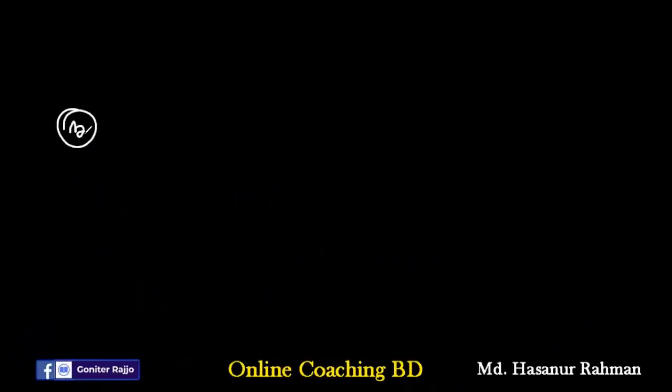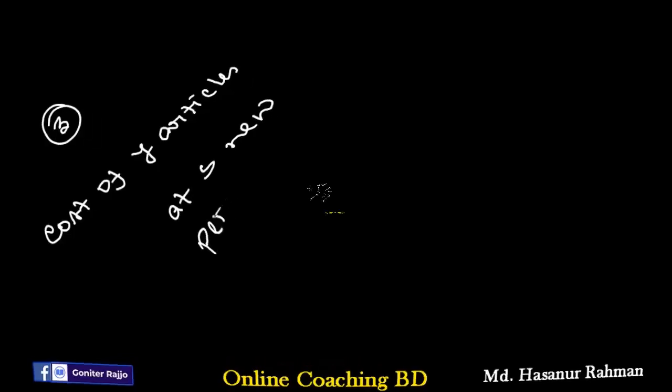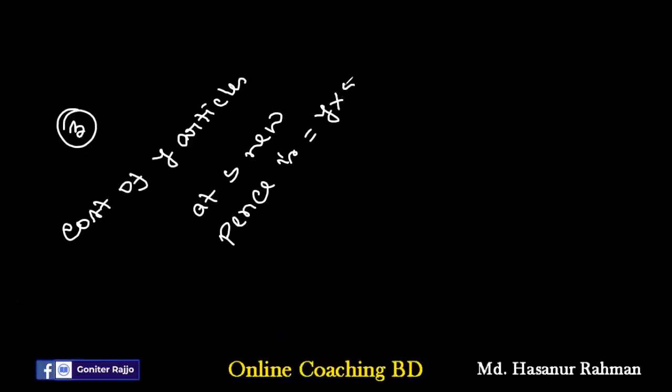Now, number 3. Number 3 says, find the total cost of y articles at s new pence each and another y plus 2 articles at 2s new pence each. So how can you solve this problem? We can write in this way. Cost of y articles at s new pence each is y multiplied by s.